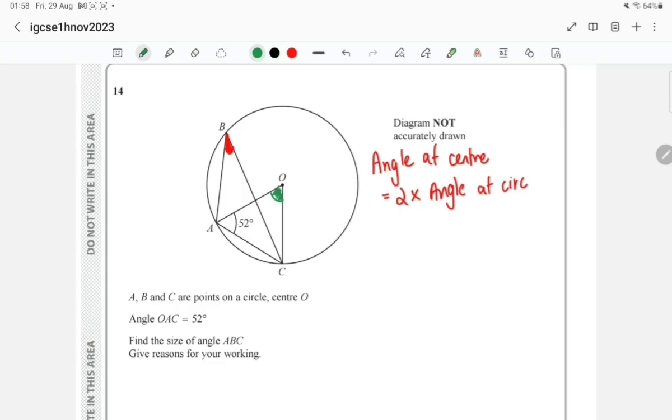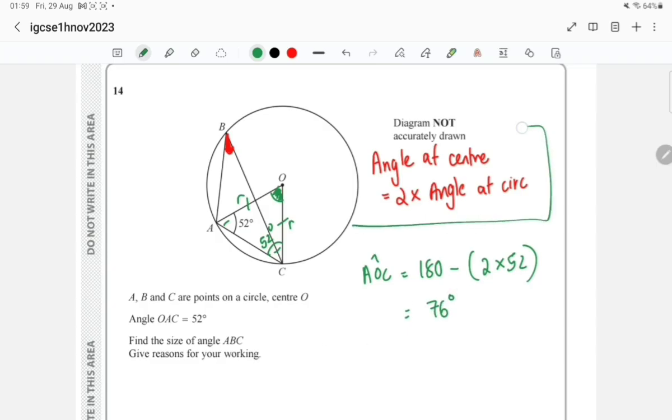I have this to be equal to 52. Now OA is the radius, same as OC. OC is also the radius, which makes this triangle an isosceles triangle. So this part will be equal to 52 degrees. Now I can easily find AOC, the angle at the center, which would be equal to 180 minus 2 times 52. So that would be 76 degrees.